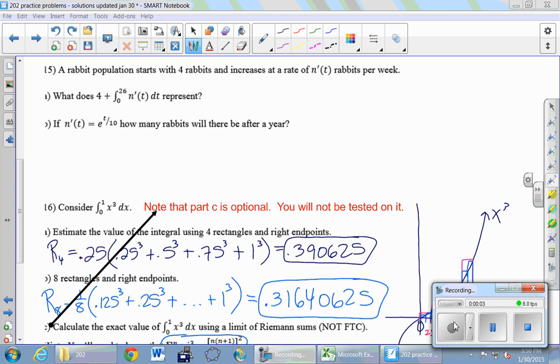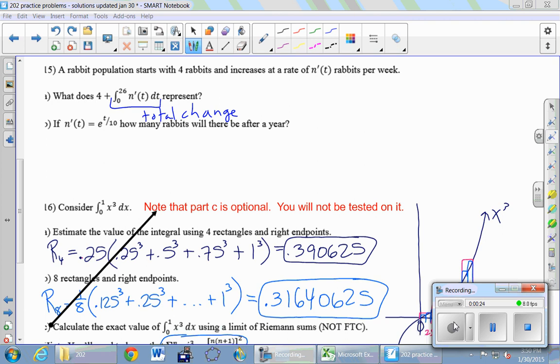A rabbit population starts with 4 rabbits and increases at a rate of n prime of t rabbits per week. What does 4 plus integral 0 to 26 of n prime of t dt represent? Okay, so first we know that the integral of a rate of change is the total change. That's one of our fundamental theorems of calculus.